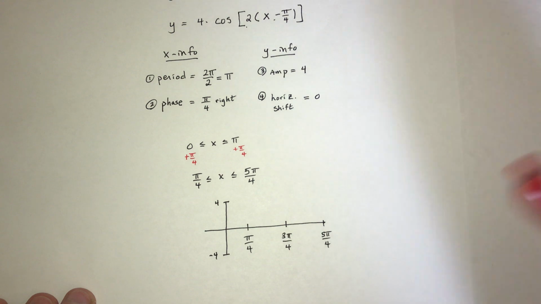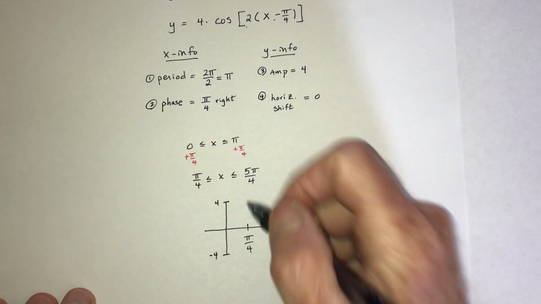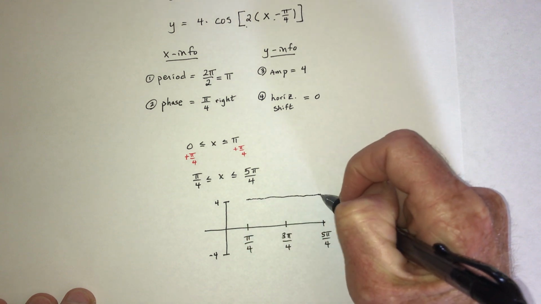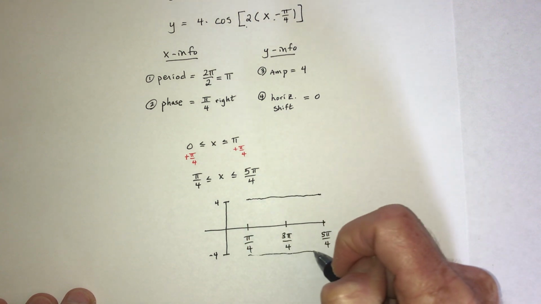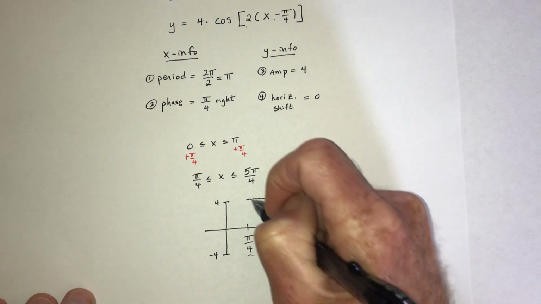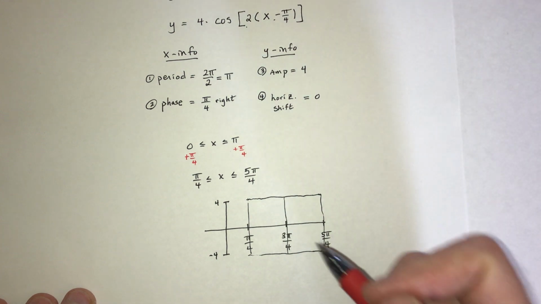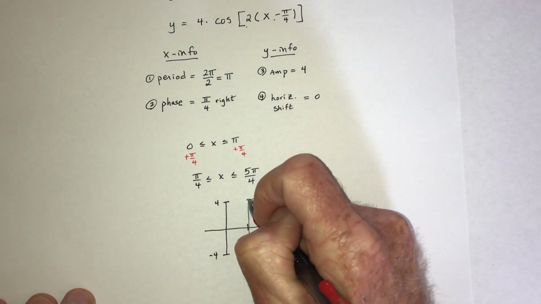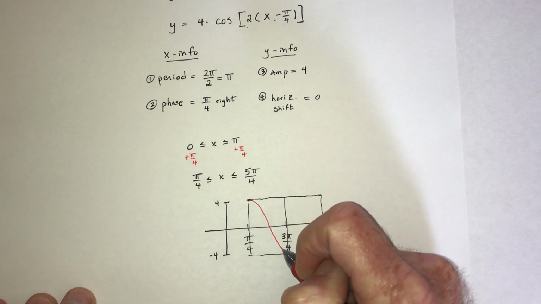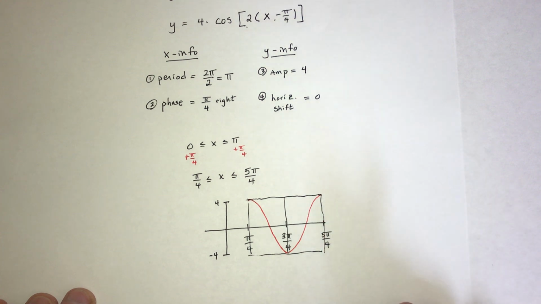Now what are we graphing? We are graphing cosine. So you don't have to do this part, but sometimes it helps if you make a little rectangular box that the graph is going to go inside. Okay, then draw cosine. So cosine starts at the top, it goes down to the bottom, and then it goes back up to the top.